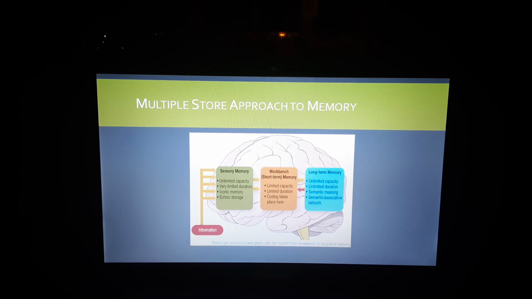Workbench memory has limited capacity, also limited duration, and this is where we code things to help us understand them better. And then finally, long-term memory, again, unlimited capacity, unlimited duration, semantic, or we have word meaning for it, and also this idea of association. We've talked about association before, associating brands with where you see them. You associate, say, luxury car with wealth or something like that.